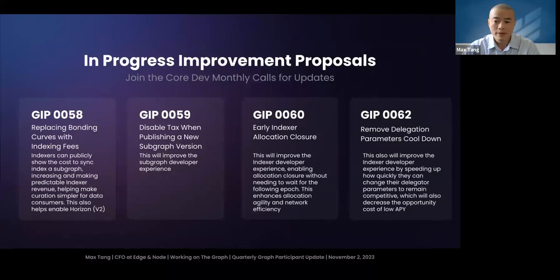The last one is GIP 62. It removes the cooldown for delegation parameters. This will speed up how quickly indexers choose their delegation parameters to remain competitive, making indexers more agile in a competitive delegation market. With that, let me pass it on to Tegan.